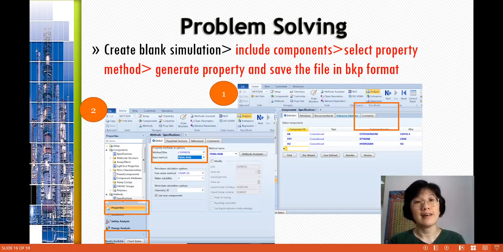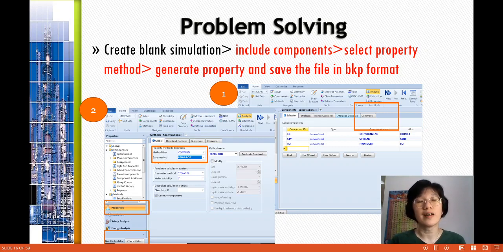Okay, now let's solve the problem. Of course, you have to create a blank simulation as usual. Include the components involved, select the property method, generate the property, and save the file in backup format. The components involved here are three. We have the raw material, ethyl benzene, and we have two products, styrene and also hydrogen.